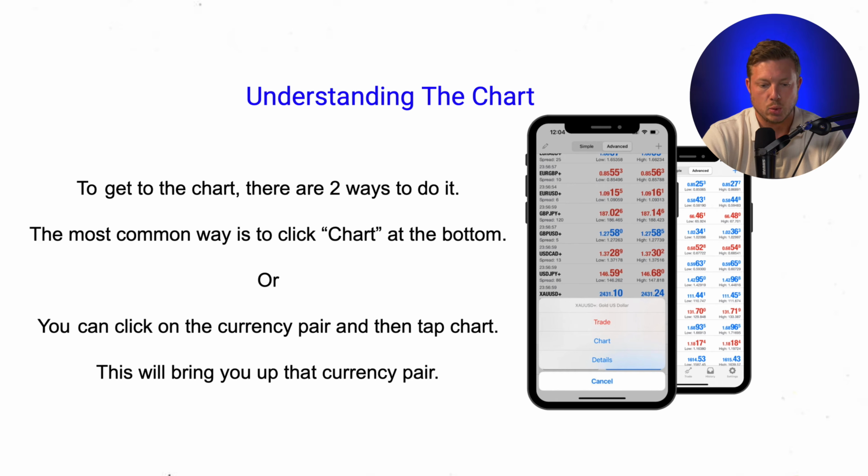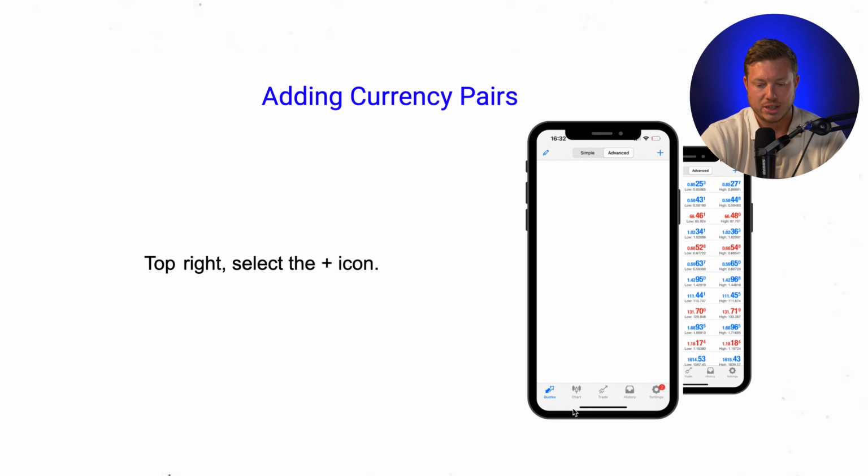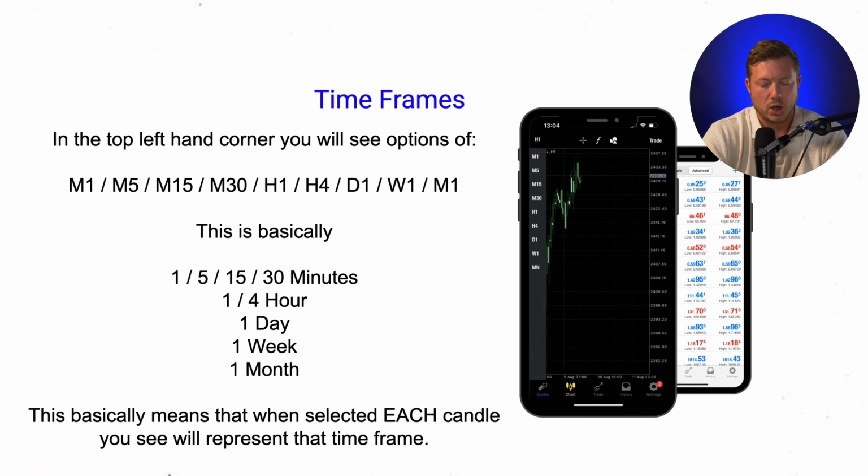So now, obviously in this scenario here, I've not deleted them off, but let's say you now want to get into understanding the chart and learn how to look at the currency pair. When you click on the actual currency pair, you get the option of trade, chart, or details. Just click on chart, or you can simply, as you can see here on the bottom corner, click where it says chart, right? There's a couple of options for you to do that. For me personally, I like to just press the currency pair and head over.